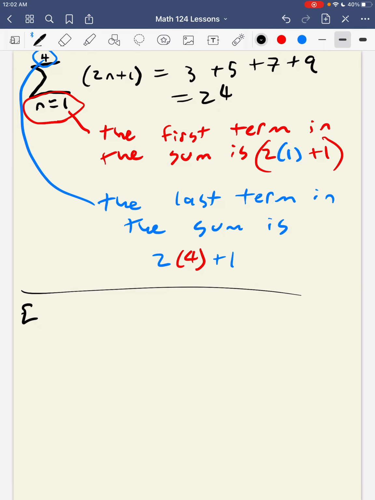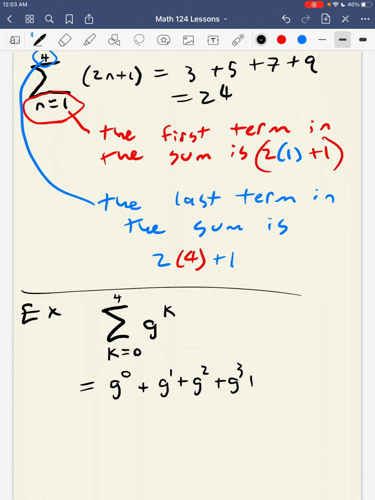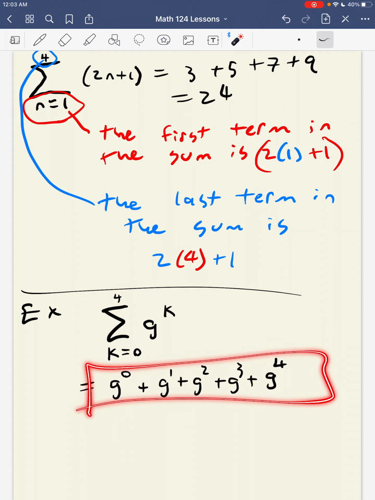Say we want to sum the sequence g to the k, where we start plugging k in at 0 and we stop at 4. Well, that just means we start with plugging in a 0 for the first term of the sum, and we increment it up, plug in a 3, plug in a 4, and then we know to stop at 4 because that was the upper bound there. Okay, so that is the answer.